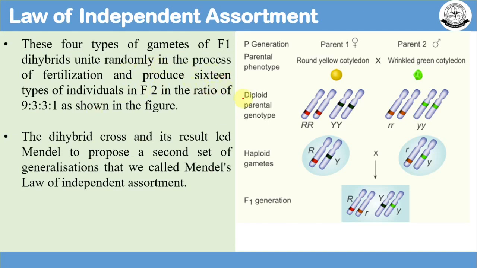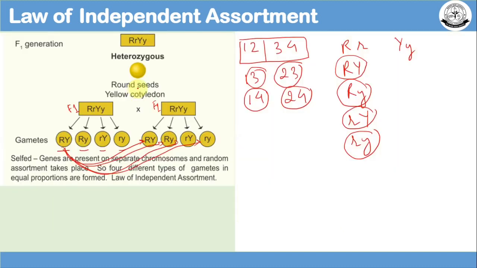Okay, the same they show with the chromosomes, like I showed you already. So when they cross, we have 4 gametes, 4 different types of combination from parent 1, and 4 different types of combination from parent 2. So the total is 16 combinations, right? So you can see that in the F2 generation 16 combinations form. These 4 types of gametes of the F1 dihybrid unite randomly. That I told you, so randomly anyone can combine with anyone, right?